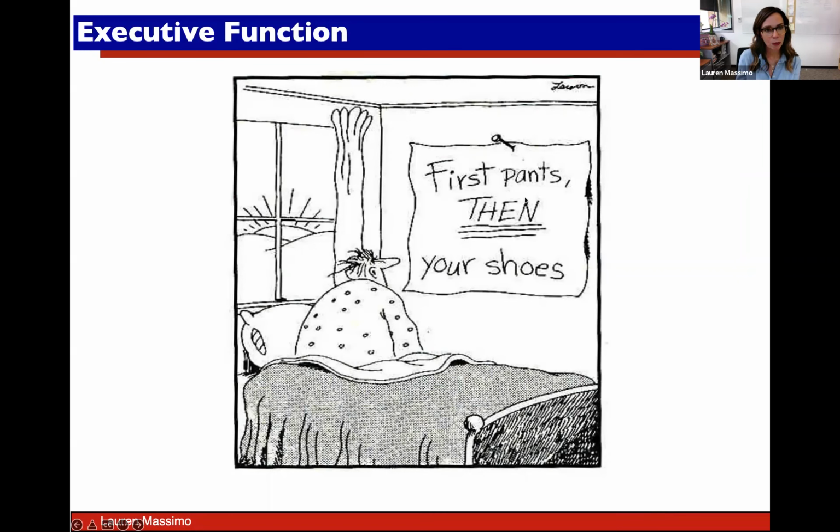I like this cartoon, first your pants, right? First you have to put your pants on, then you have to put your shoes on. So sequencing, right? Again, executive function is a higher order cognitive function, planning and organizing, being strategic and multitasking.